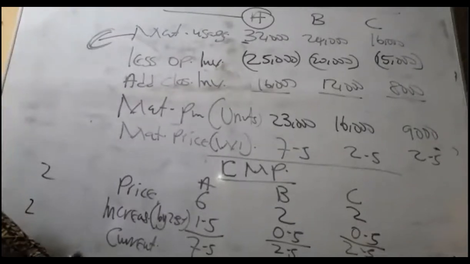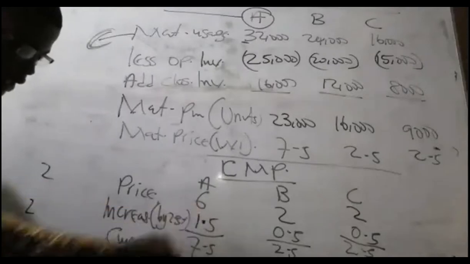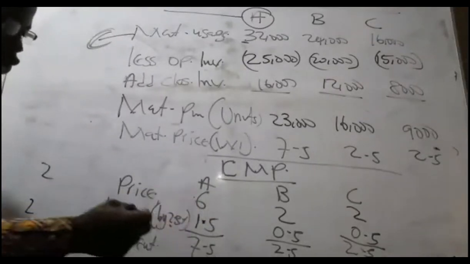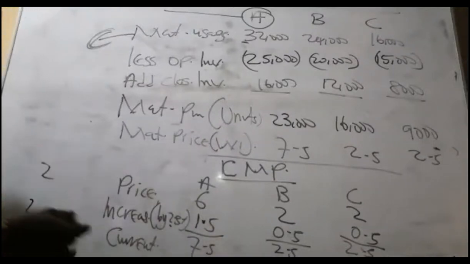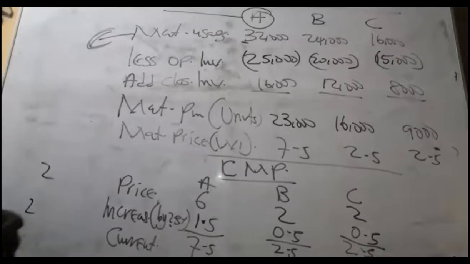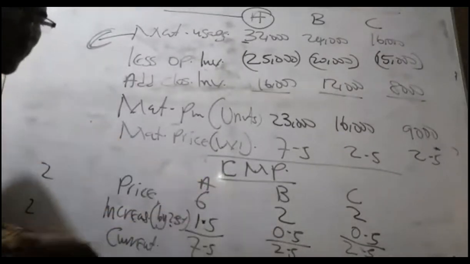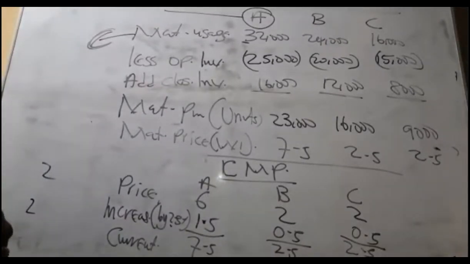Okay, so we had 1.5 by multiplying 25% by 6. They say we should increase it. So after multiplying by 25%, you have to increase by adding it back to it. And then for B, we multiply by 25%, we have 0.5. For C, multiply by 25%, we have 0.5. Perfect. So basically that is it.